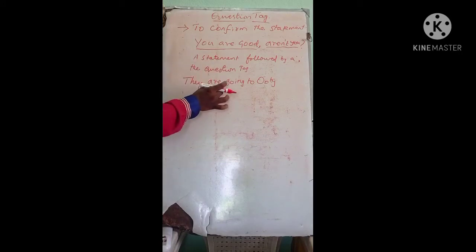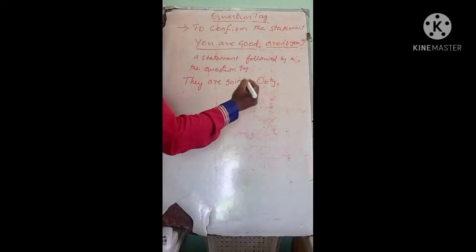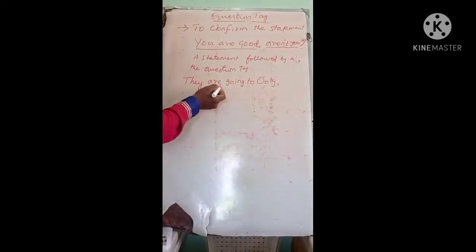Okay, they are going to OT. Why is it called a statement? Because it gives an ordinary meaning. So, they are going to OT. This is a statement. After that there must be a comma. Then we should write our question tag. See, are going. They are going. It's a positive statement, so we have to put a negative.